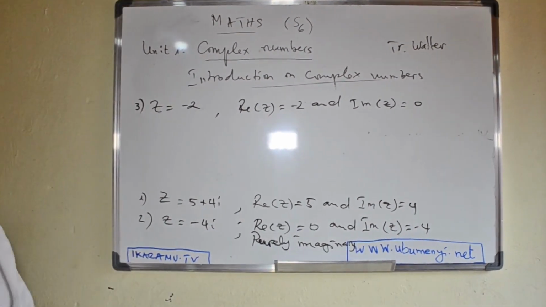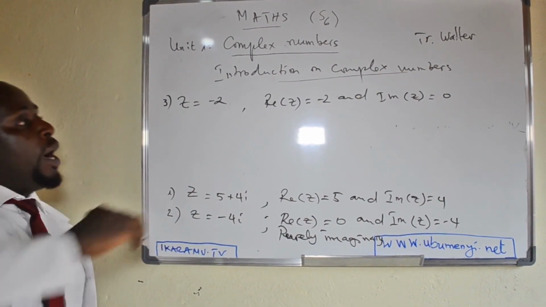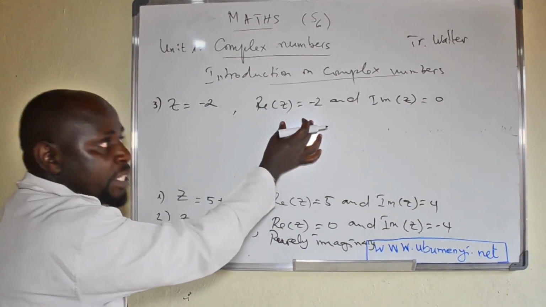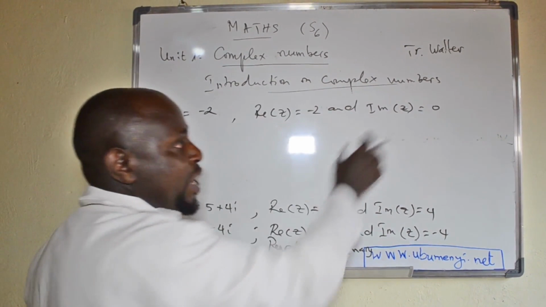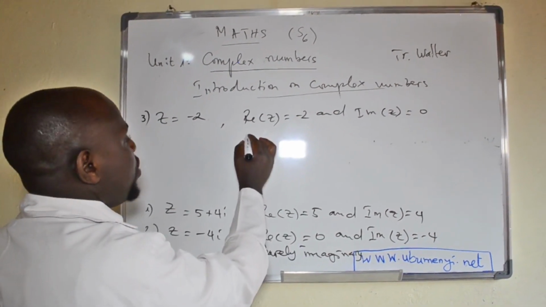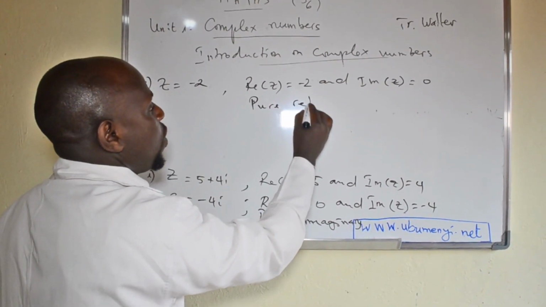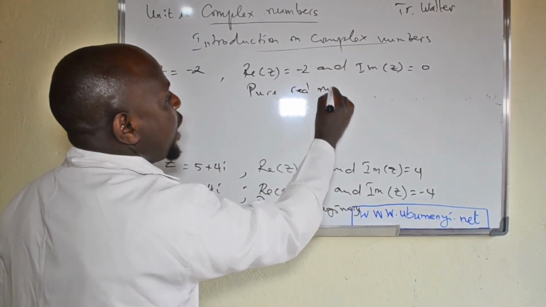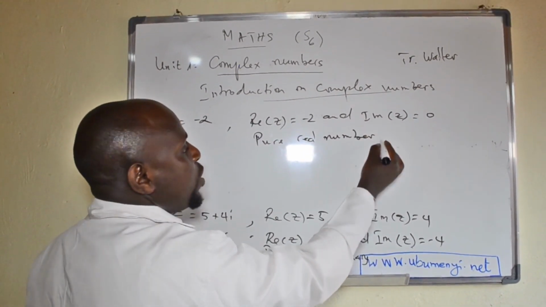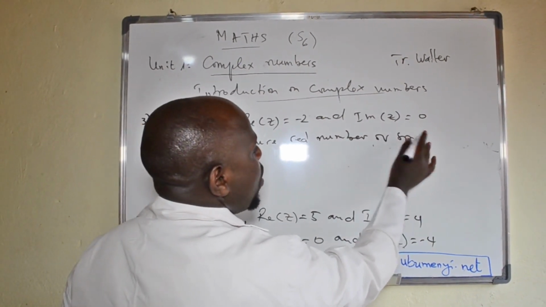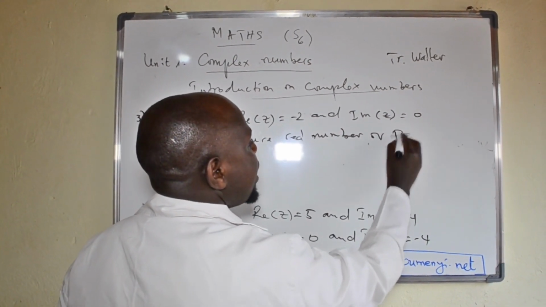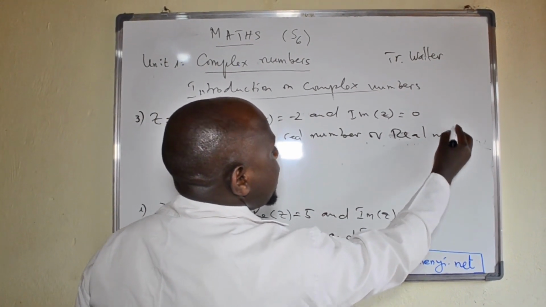Wherever we have a real part and we don't have an imaginary part because it is 0, we have what we call a pure real number. This is a real number, or simply we say it's a real number.